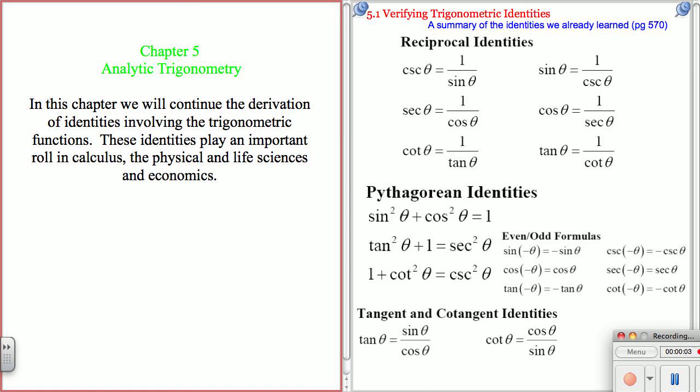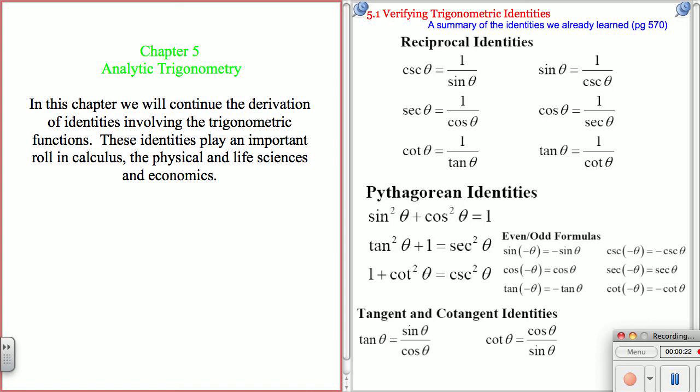Today we're starting Chapter 5, Analytic Trigonometry. And we're going to continue working with our trig functions, only we're going to really be looking at them in a different way this chapter. Now, Section 4.1 only has one objective, and that's to be able to verify trig identities.